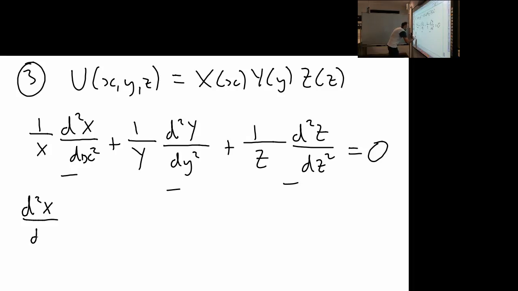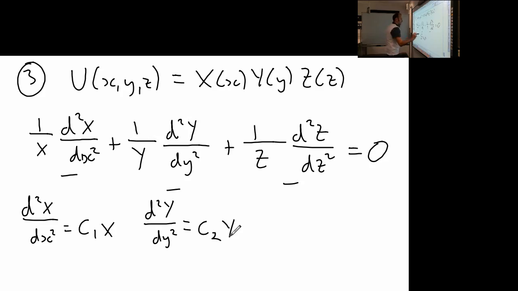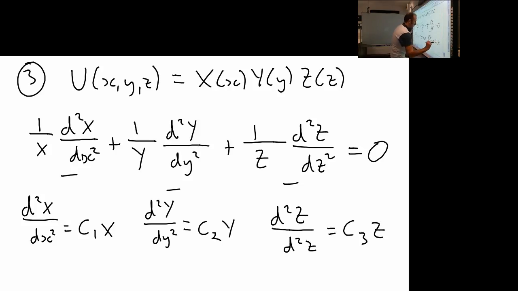Okay, so what we have here is d²X/dx² equals C1 times X, d²Y/dy² is going to be equal to C2 times Y, and for z, d²Z/dz² is going to be equal to C3 times Z. These constants, of course, then add up to 0, so C1 plus C2 plus C3 is equal to 0.